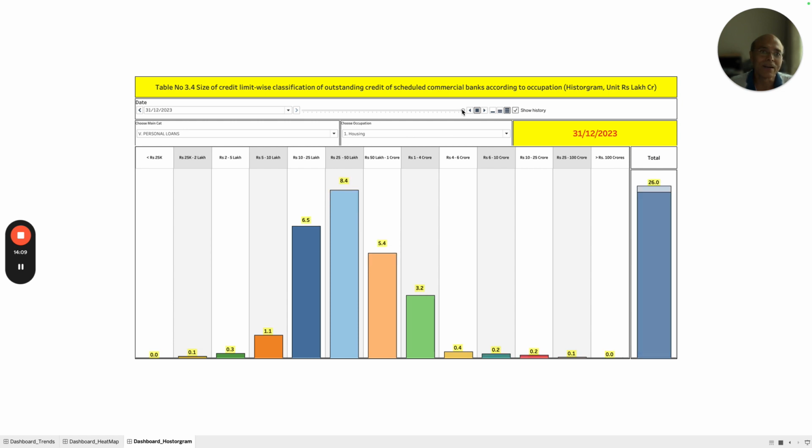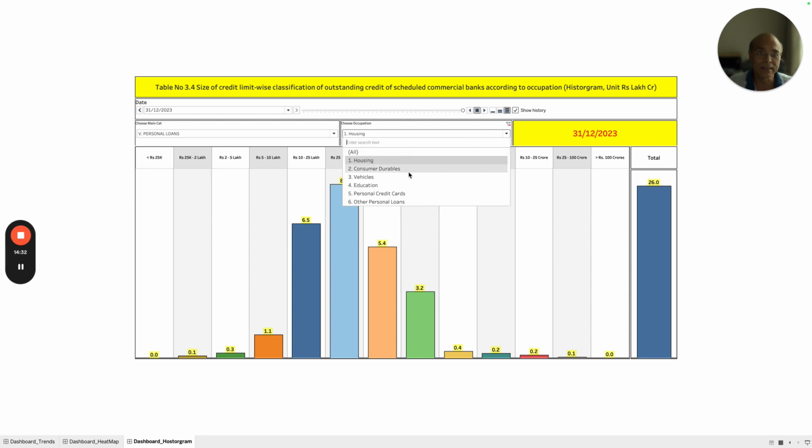If you see the latest data, which is of 31st December 2023, we have 8.4 lakh crores of personal loans within the bracket of 25 to 50 lakhs out of the total 26 lakhs. This is a very important insight. That's why I created the histogram, to get a view of how the whole thing is changing.